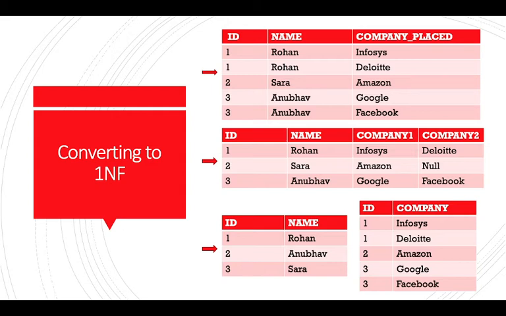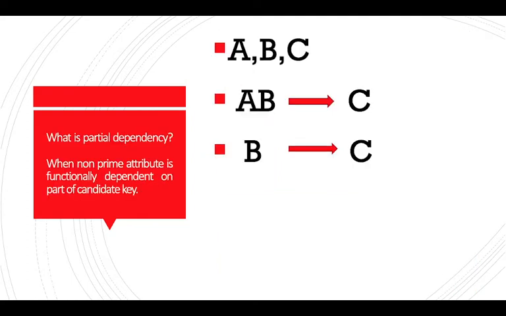So these are three ways how you can convert a table into 1NF. This is the most ideal representation where we are using the concept of primary key and foreign key to link two tables together. Alright, now moving on to second normal form.